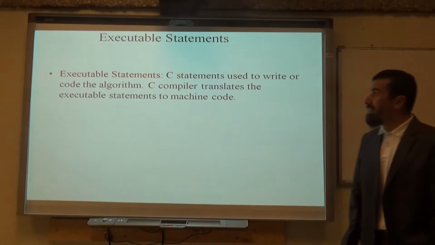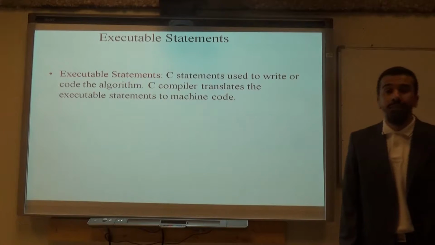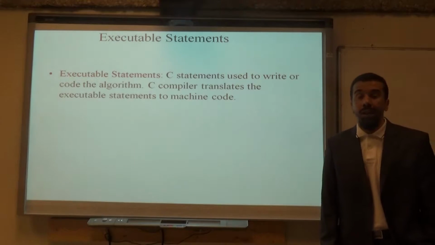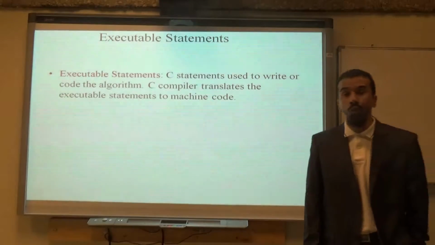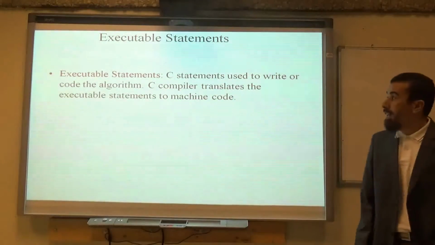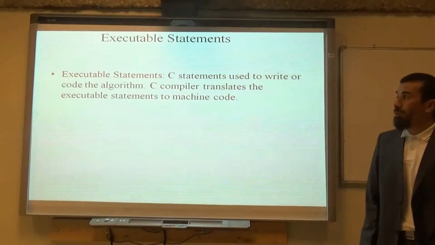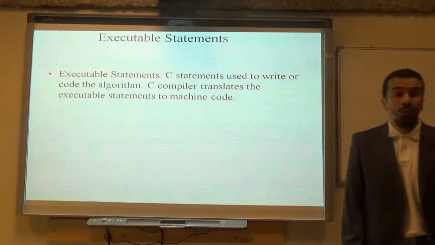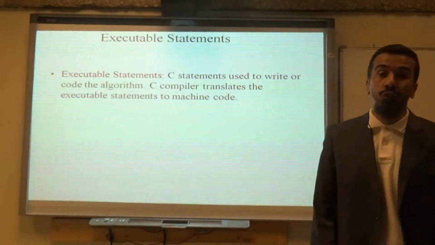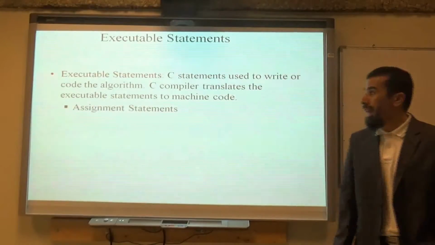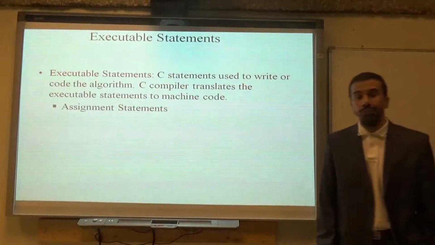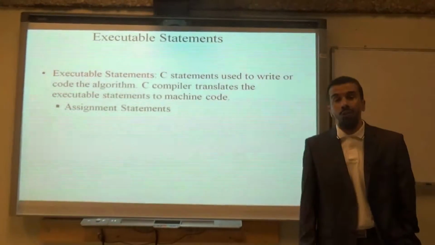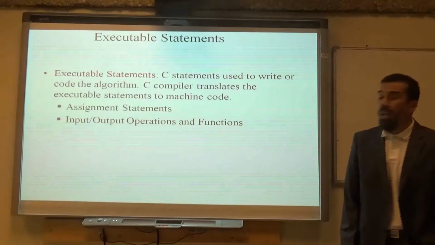An executable statement is a C statement that's used to write or code an algorithm. An algorithm is a set of steps that you are going to use or adopt to solve a specific problem. A C compiler translates this executable statement into machine language, because a computer can execute only machine language statements. Assignment statements: most likely your algorithm will consist of some assignment statements.